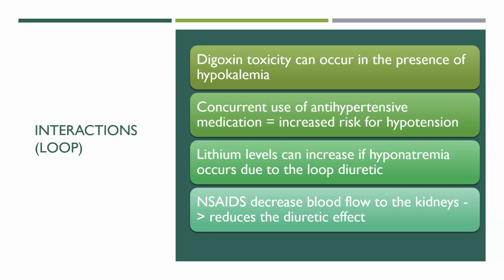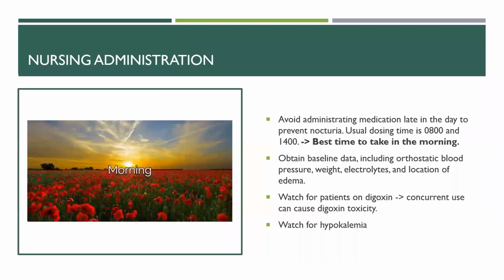If I give a loop diuretic, that's going to cause my potassium to do what? Yes, fall. Concurrent use of antihypertensive medications can increase the risk for hypotension, and lithium levels can increase if hyponatremia occurs due to the loop diuretic. Lithium is a bipolar medication, and a lot of times what we worry about with it is our salts. NSAIDs decrease blood flow to the kidneys, so they reduce the diuretic effect.